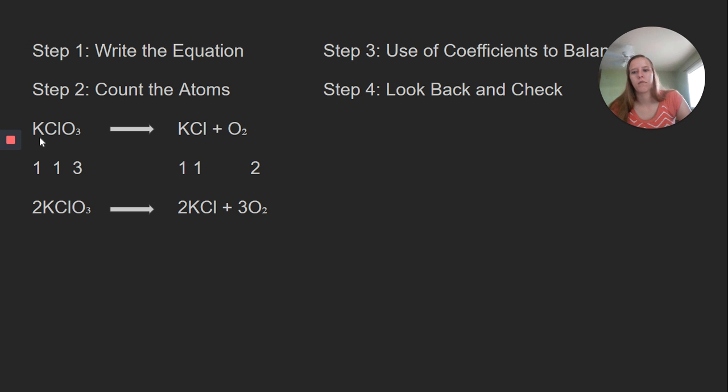So we counted our atoms. We need to get 3 oxygen atoms over here somehow, but everything else right now is right. So if we put a 3 in front of the O2, 3 times 2 gives us 6. Now we have to have 6 on the left side with our reactants. 2 times 3 is 6, so we put a 2 in front of this. Now we're also stuck then with 2 potassium and 2 chloride. So we added a 2 in front of here to get 2 potassium and chloride ones on the right side.